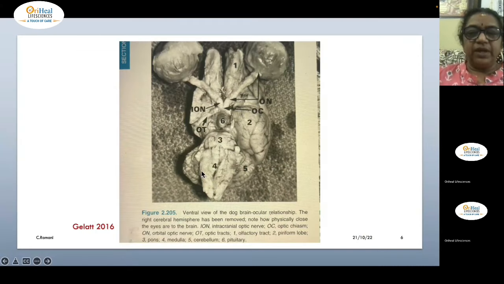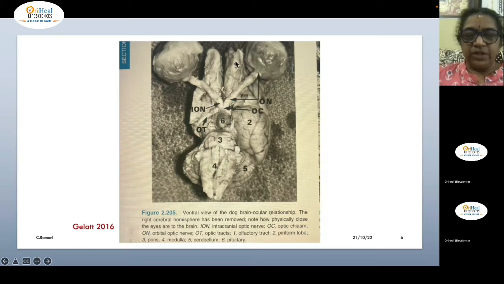This is a diagram of a dissection to show the main relationship between the brain and the eye. So you can see the various structures here. That is the optic nerve. This is the optic nerve, and they cross each other. That is the optic chiasma. And below the optic chiasma, you can see the pituitary.